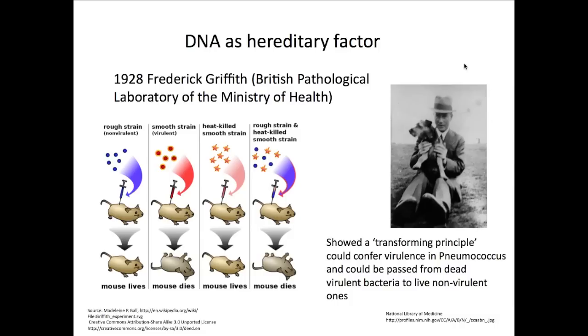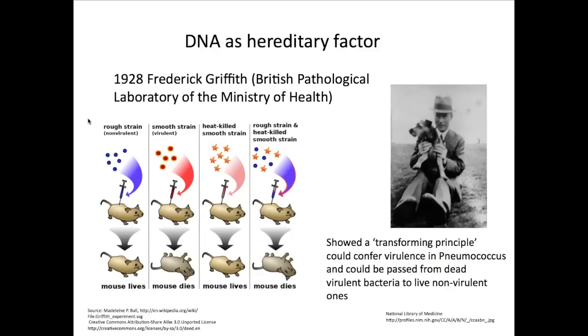There was a researcher, Frederick Griffith, who was working in Britain at the time in the Ministry of Health, and he made some very interesting findings related to the transmission of genetic information, or at least the ability to transfer traits between different bacteria. He studied pneumococci, so Streptococcus pneumoniae, and he was studying different strains. Some strains were rough in the morphology of their colonies. These were non-virulent. He studied other strains that were smooth with their capsule, so they made a lot of extracellular material. And these were the virulent bacteria.